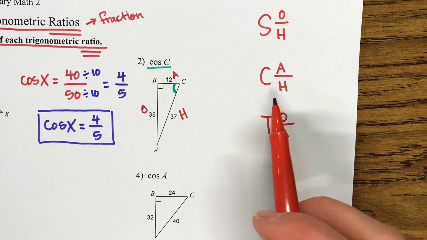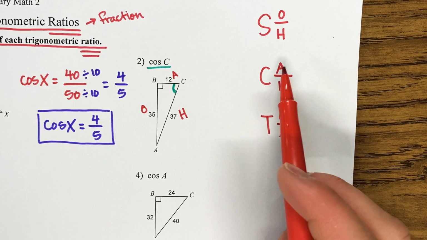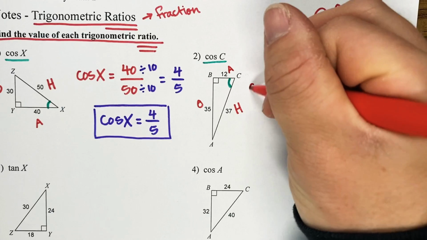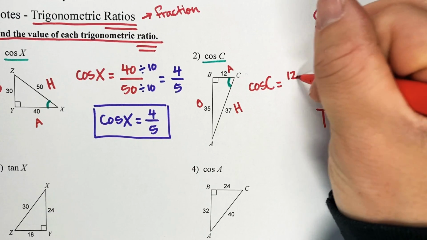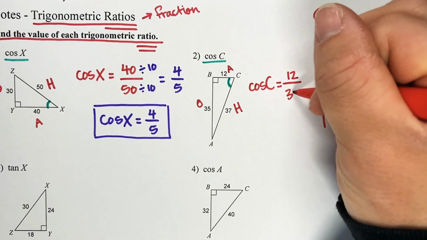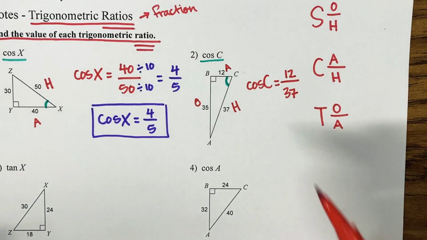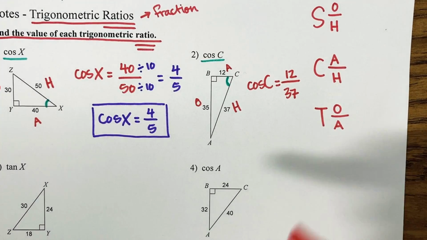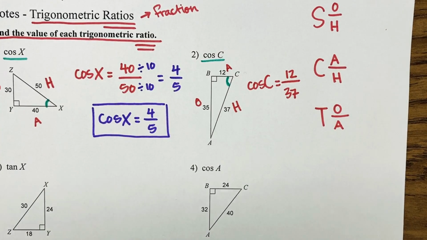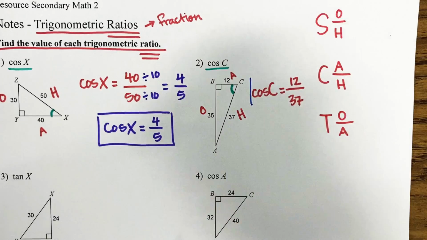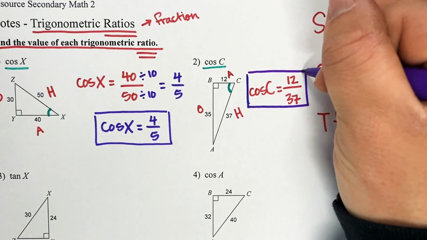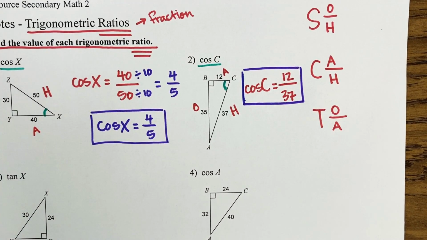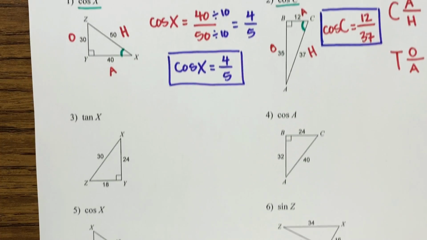Again, what 2 sides do we need with cosine? We need adjacent over hypotenuse. So we're going to write cosine of C this time is adjacent, 12, over our hypotenuse, 37. Now last thing, can we reduce that fraction? Is there any number that we can divide 12 and 37 by? There's not. So this is actually our final answer. Cosine of C equals 12 over 37. Great job.